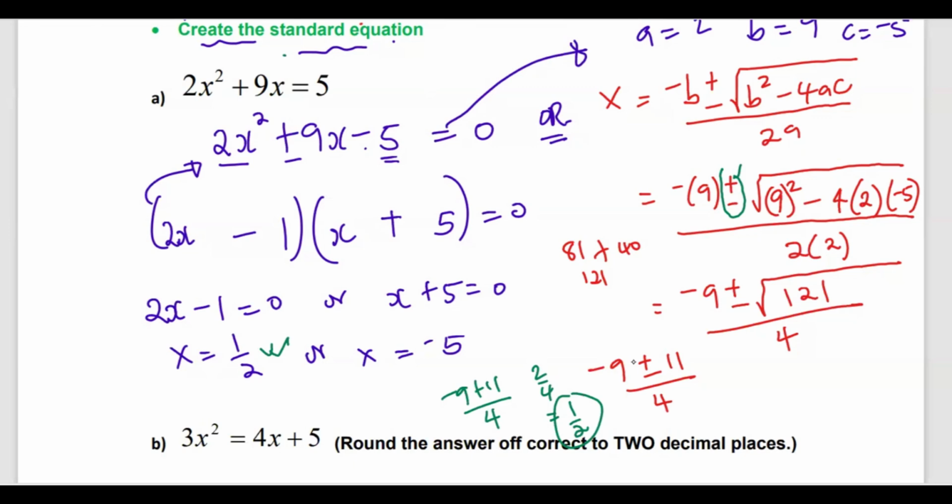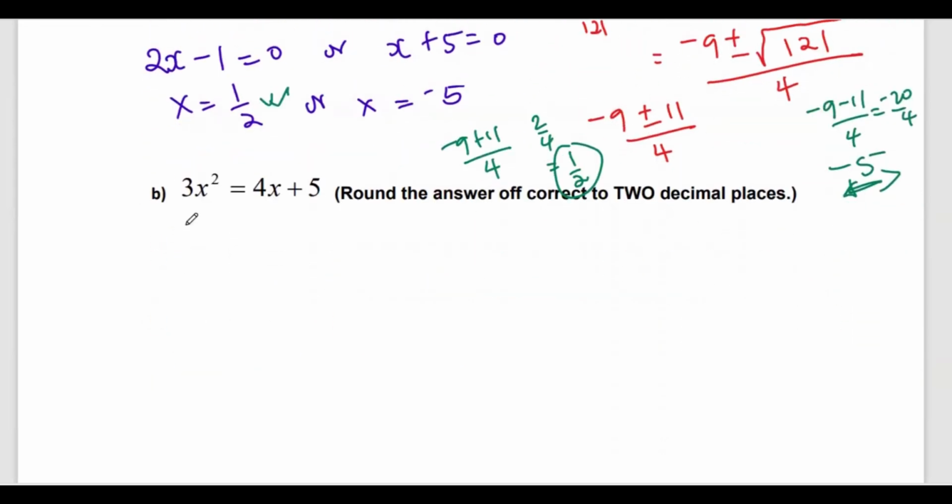Then if we use the negative part, it's going to be negative 9 minus 11 over 4. That's negative 20 divided by 4, which gives us a negative 5. Okay, so like we said, in this case, this question can be solved either way. But in most cases, if we have a question like the second question, where they give you a condition to round off your answer to 2 decimal places, automatically you cannot factor this out, okay? The only option is the quadratic formula.